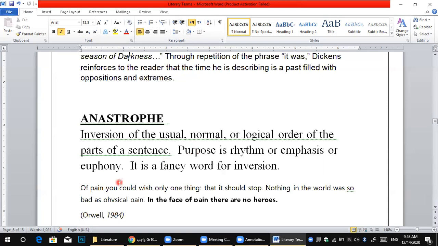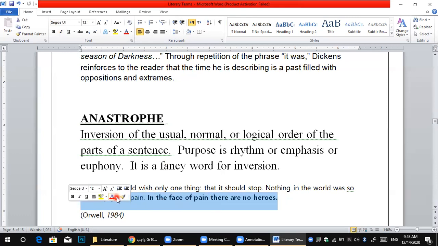Anastrophe here is when I say, for example, "Of pain, you could wish only one thing." One thing you wish to happen, that it should stop. Stop what? Stop pain. Okay, "Nothing in the world was so bad as physical pain." The worst or the most difficult point in the world is physical pain.